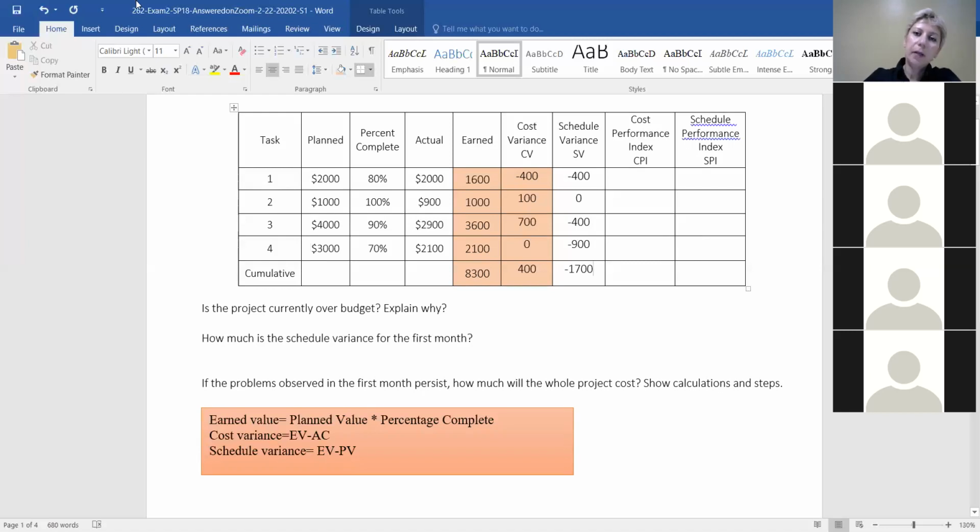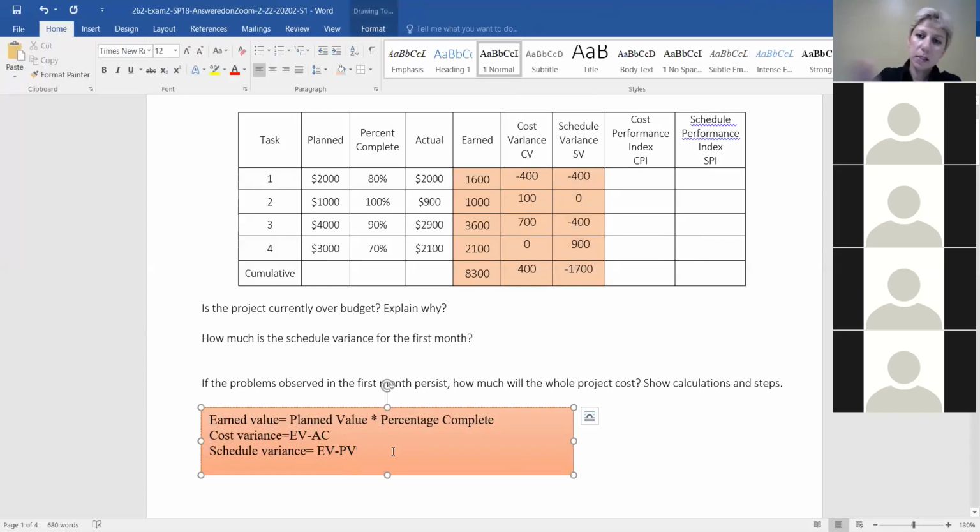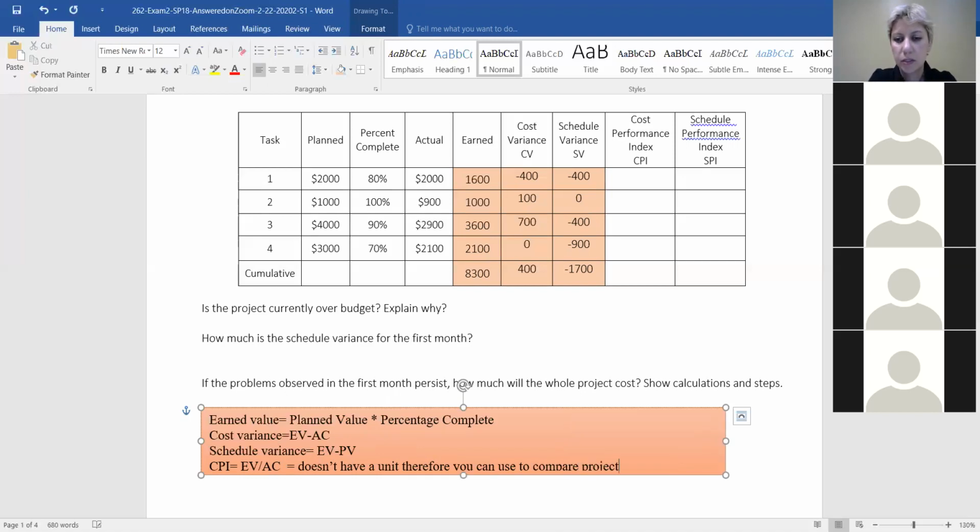I'm going to go to the next column. Before we do that, again, highlighting this one as completed. And this is cost performance index. Our favorite measure is EV divided by AC. This doesn't have a unit. Therefore, you can use it to compare projects, tasks.